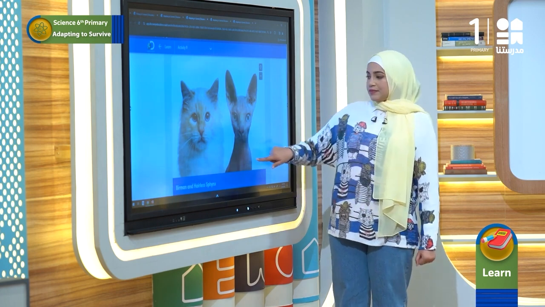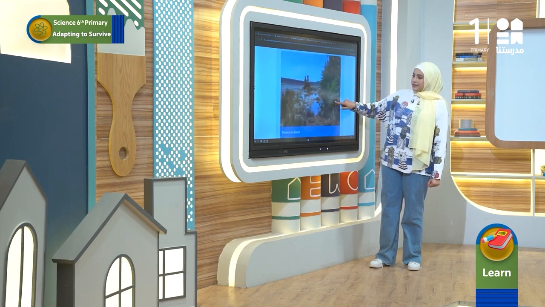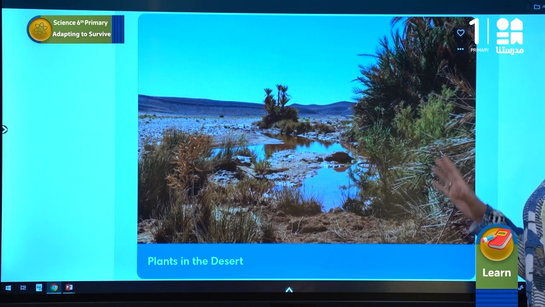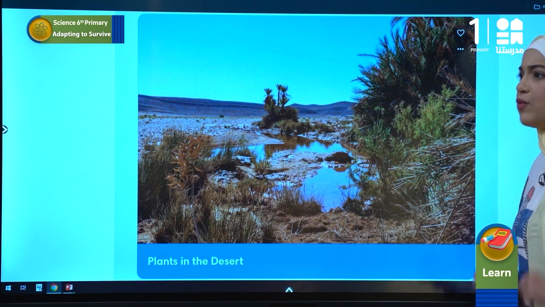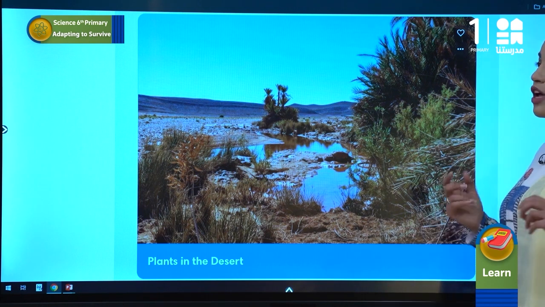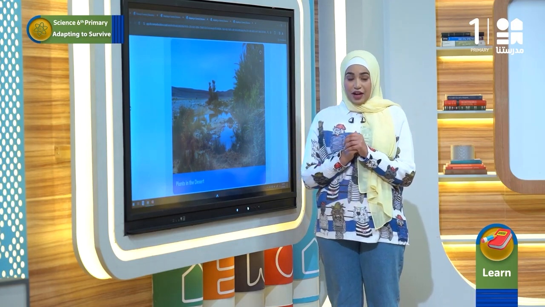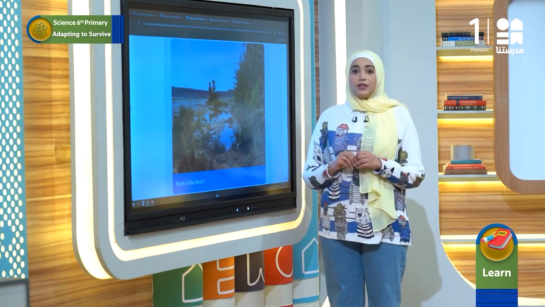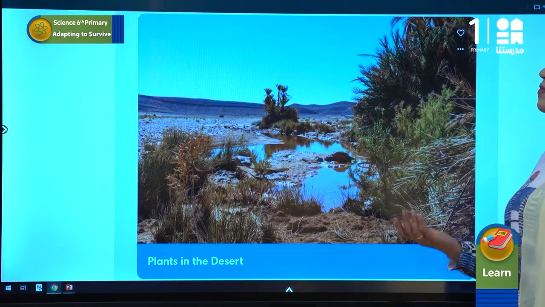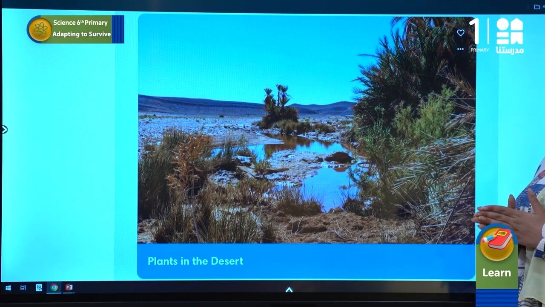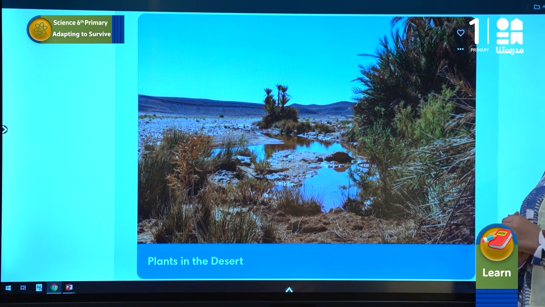For example, some desert plants have long, deep roots in the soil to reach the groundwater. They need it to grow. To find out more, let's have a closer look at the images we have right here. This is the picture of some plants in the desert. What are the typical traits of these plants that make them adapt to the difficult environmental pressure of extreme sun exposure and very little rainfall?